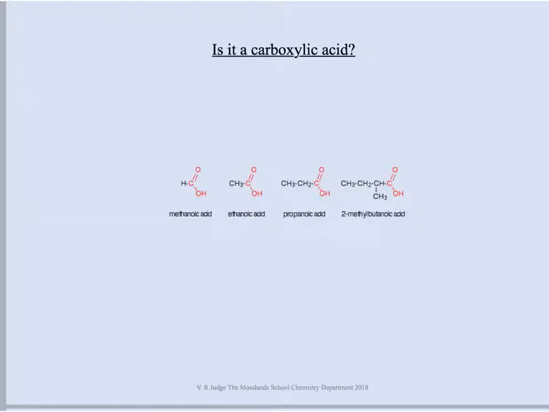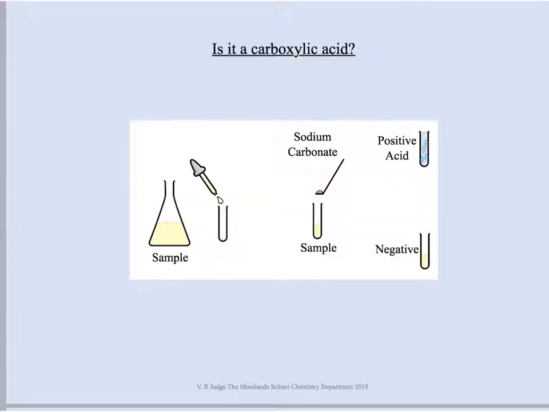Okay, final test that I want to talk about is the test for a carboxylic acid. It's even more simple. It's something that you should know from GCSE. So in this test, you take a small amount of your sample that you're trying to test and you put it into a test tube using a pipette, and you add to it some sodium carbonate. So this could be sodium carbonate powder, as I've shown here, or it could be sodium carbonate solution. Doesn't matter, it'll still react with your sample if it's an acid.